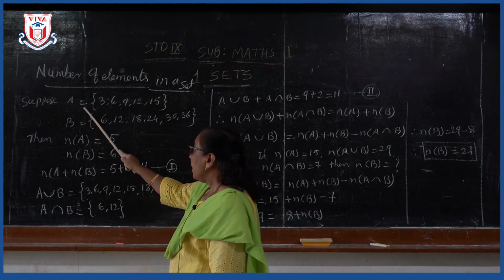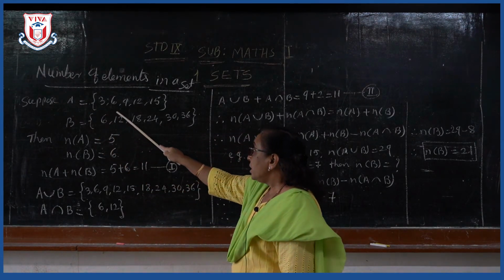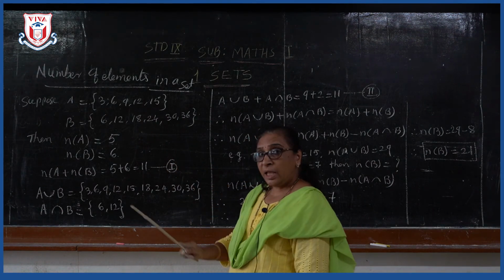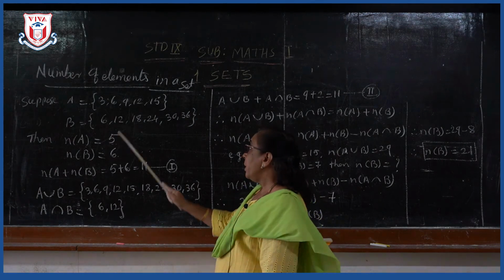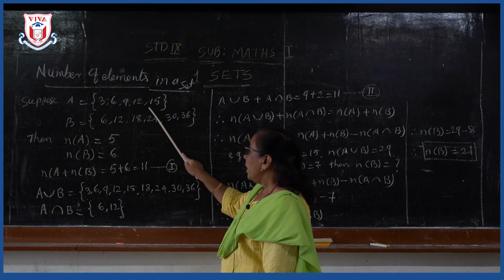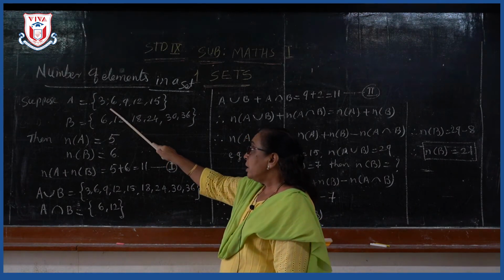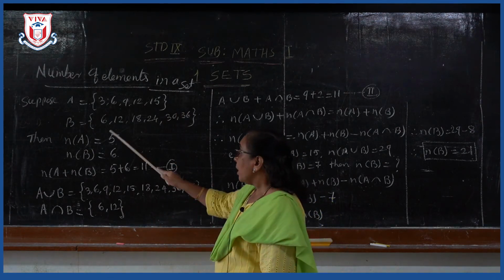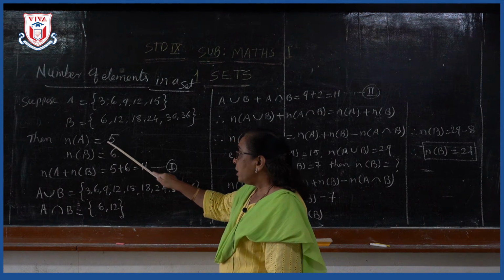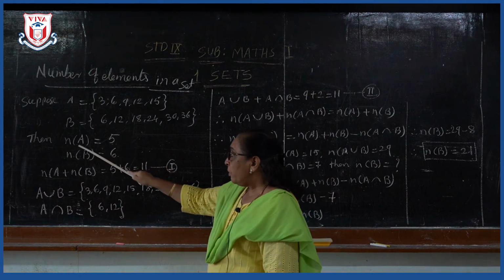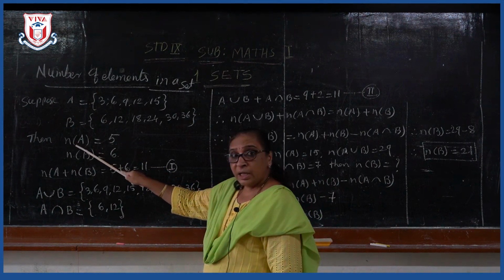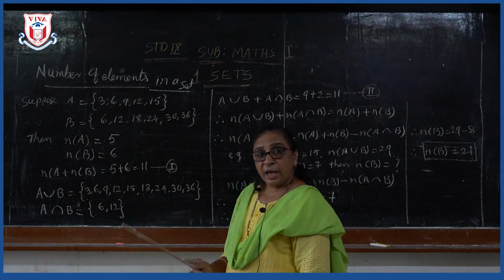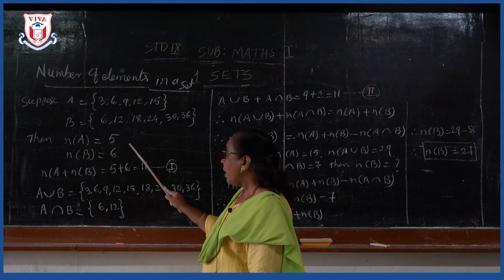For example, set A consists of 3, 6, 9, 12, 15. These are the elements. Just count these elements. So, there are 5 elements. That means number of elements of set A are 5. So, n of A is written as 5. See number of elements, how it is written? Small n and in bracket the name of the set. n of A is equal to 5.